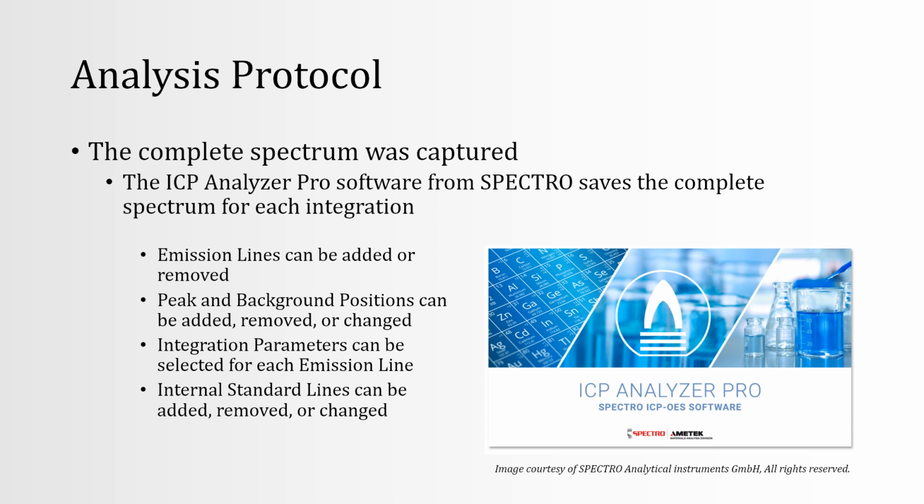The ICP Analyzer Pro software from Spectro allows us to capture and store the complete spectrum with each and every analysis. This means that later on we can add or remove emission lines. We can add, remove, or change peak and background positions. And we can also choose the integration parameter for each and every emission line. Lastly, we can add, change, or remove internal standard lines for each analyte line.